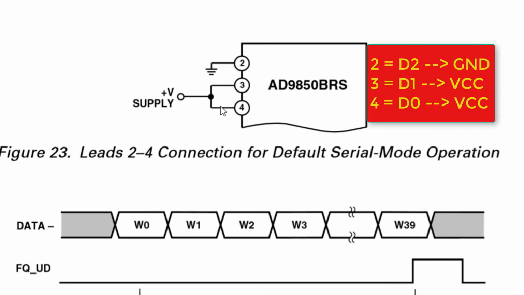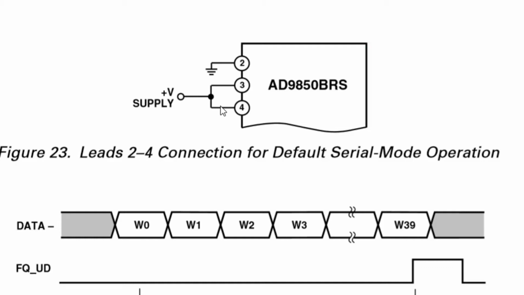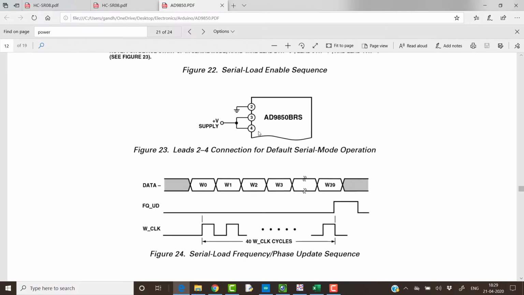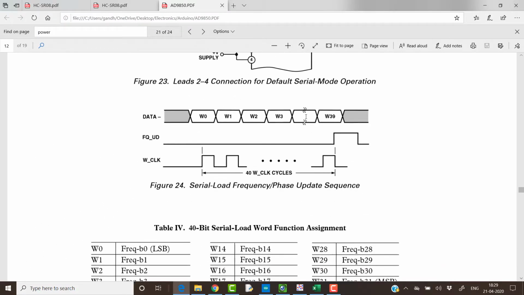You have to connect the pin number 2 to ground, that is D2, and 3 and 4 to VCC, that is D1 and D0. When you connect this in this format, then when the module is powered up, automatically the module will go into the serial programming mode. And then you have to send the data serially.